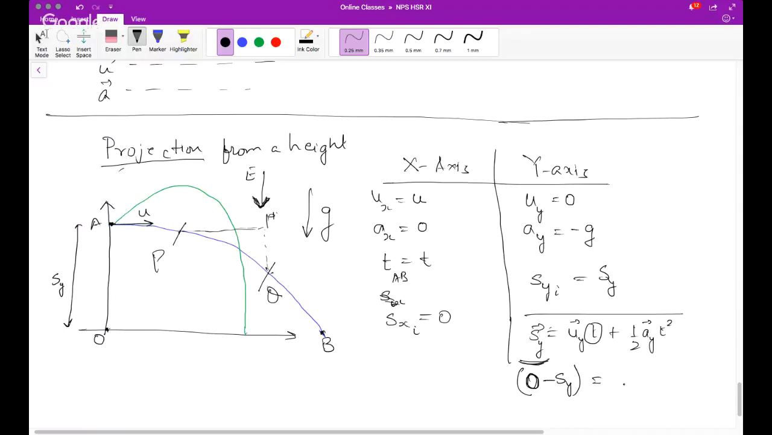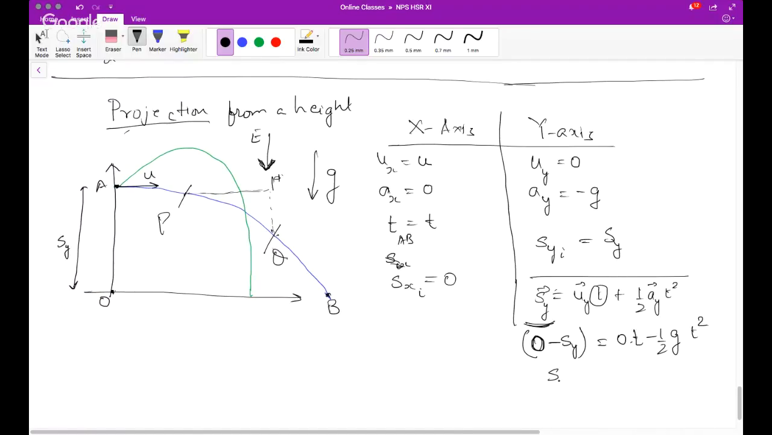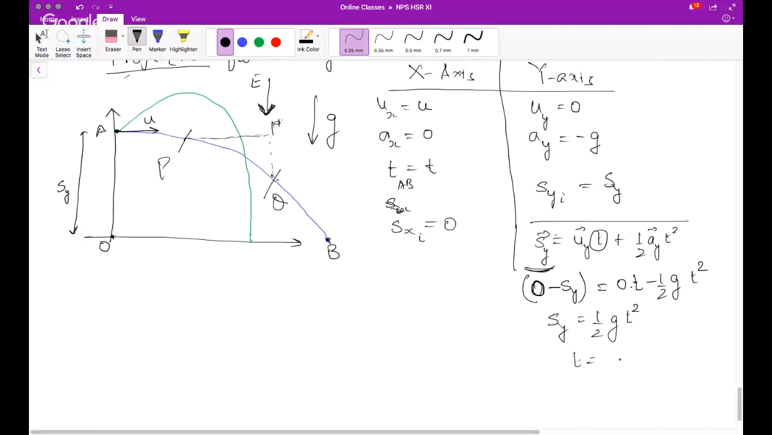So Uy was 0, so 0 times t, minus half Ay, which is g, times t square. From here, what will you get? You will get Sy is equal to half g t square, and hence t equals the square root of 2Sy by g. So from here, you got the time taken for the body to travel from A to B. Now you know what R is.